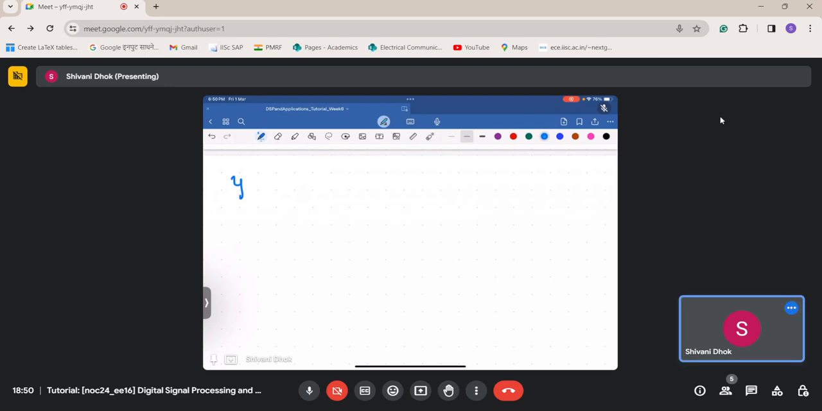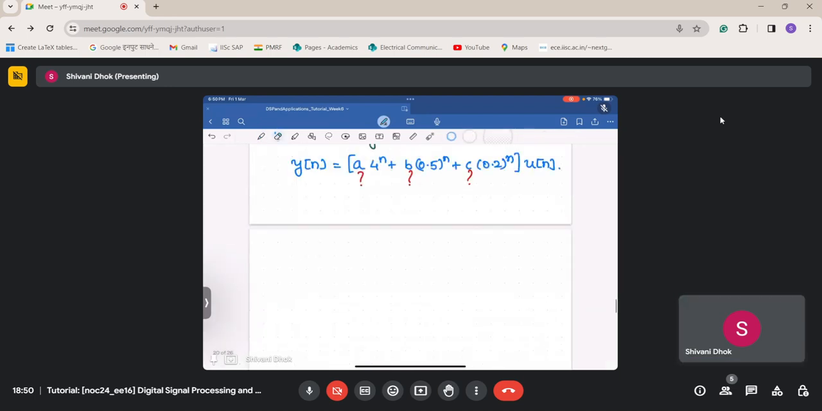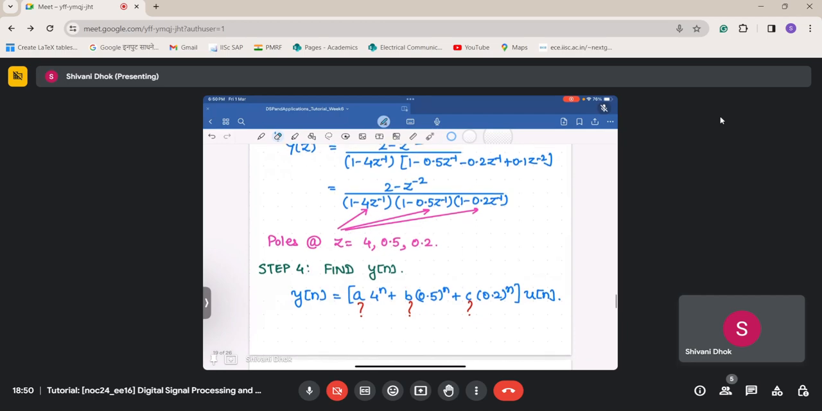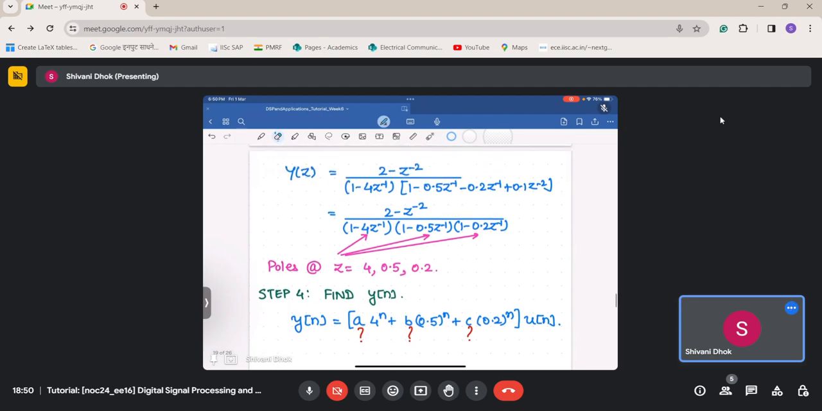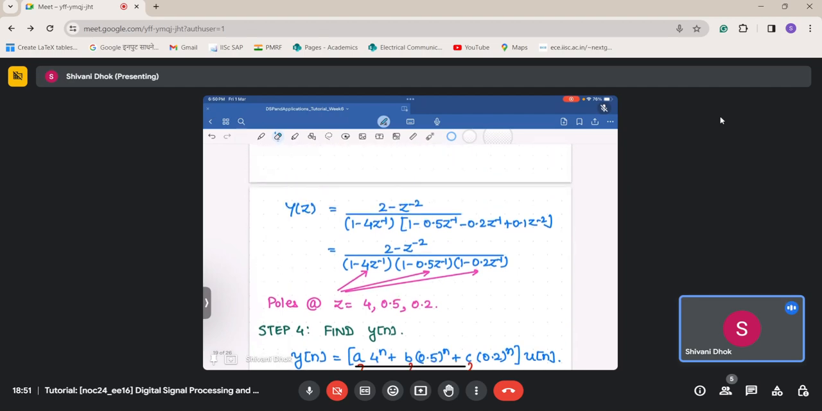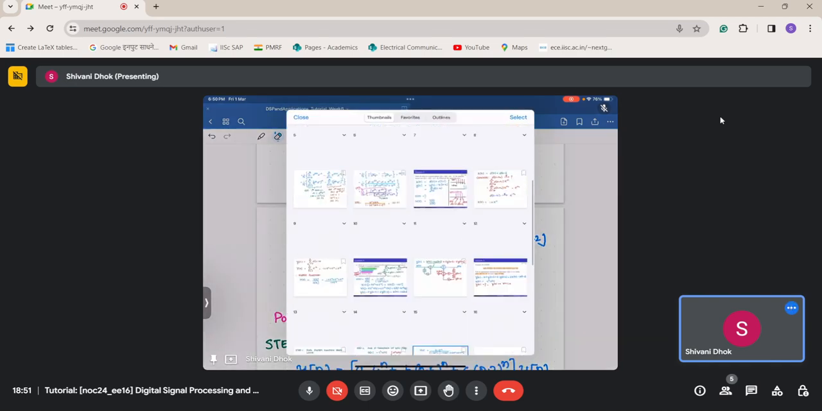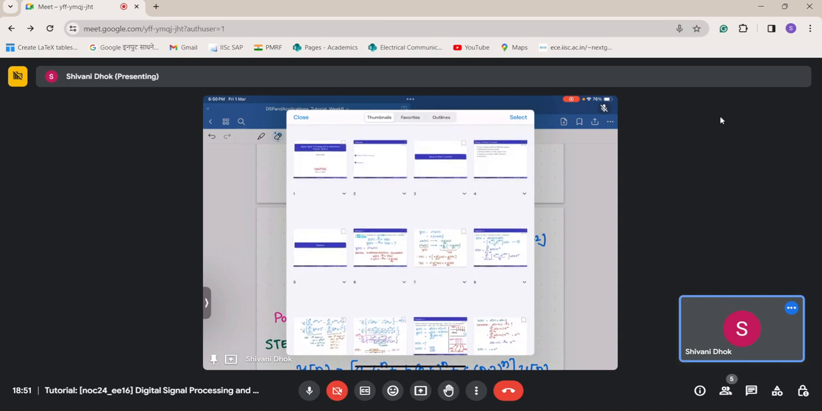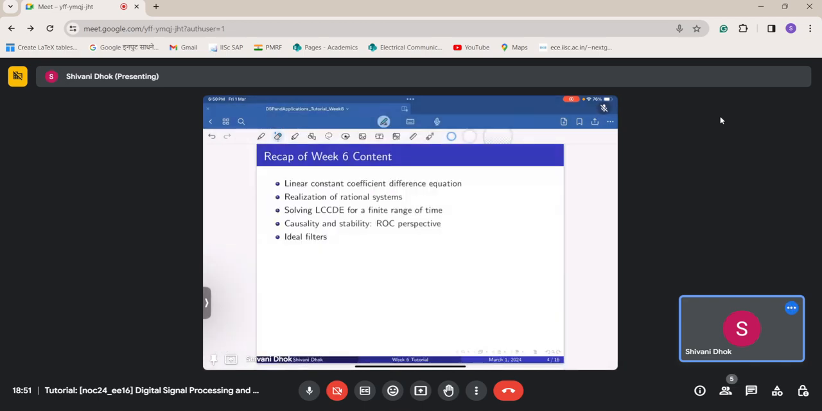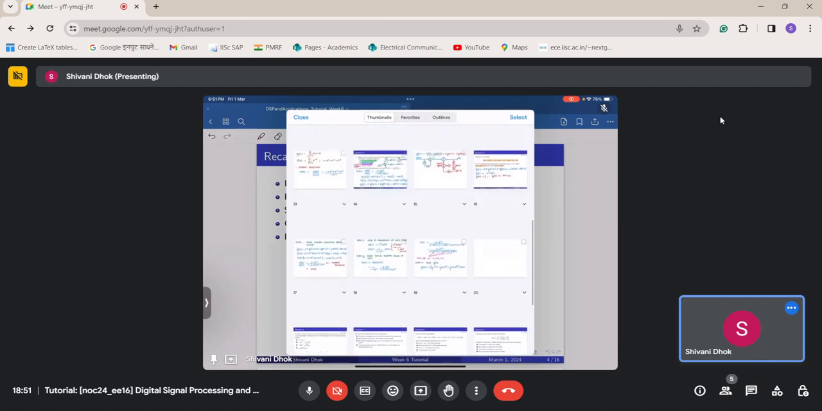Madam, one doubt. Can't we write y of z as partial fractions and take the inverse z transform? Yes, we can do that, but the whole point of this question is the use of the method which was discussed in the class, the location of poles. In class we had discussed solving this for a finite range of time. So we are trying to use this method which was discussed.